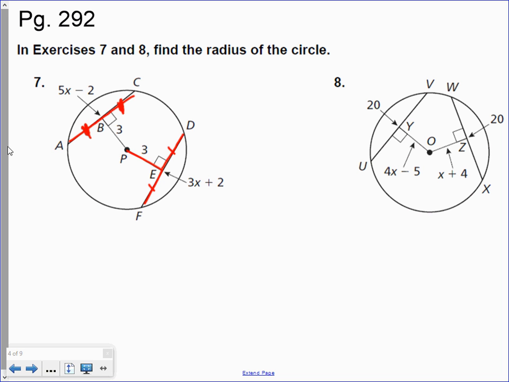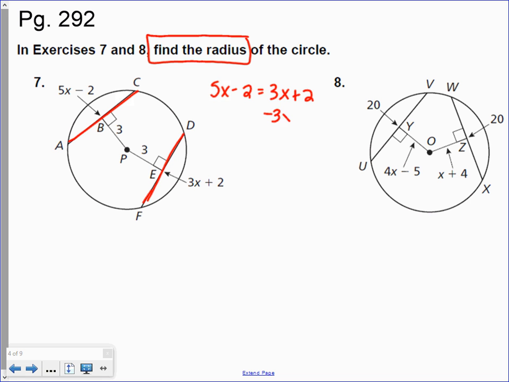Okay, so a couple different scenarios here. First thing you should do is solve for x in either case. First thing you have to do is solve for x. Our goal here, if you look at the directions, is to find the radius. Oh, where'd my eraser go? Oops. Find the radius. That's our goal here. Okay, first thing we have to do is solve for x in either case. So on number 7, we know that AC and FD are equal to each other. So we're going to go ahead and set those two expressions equal and solve.